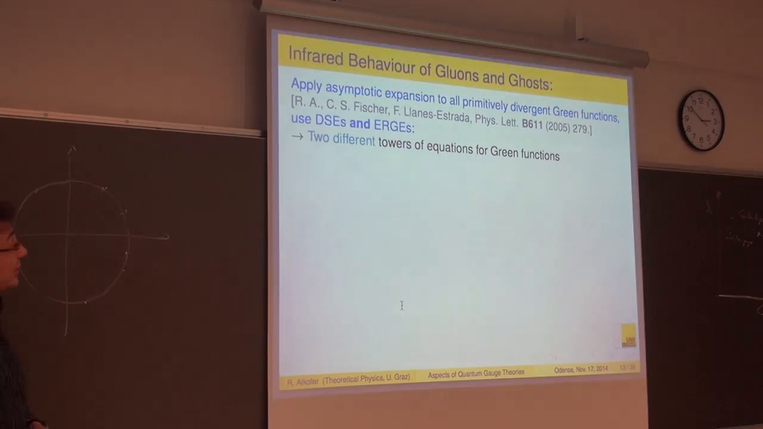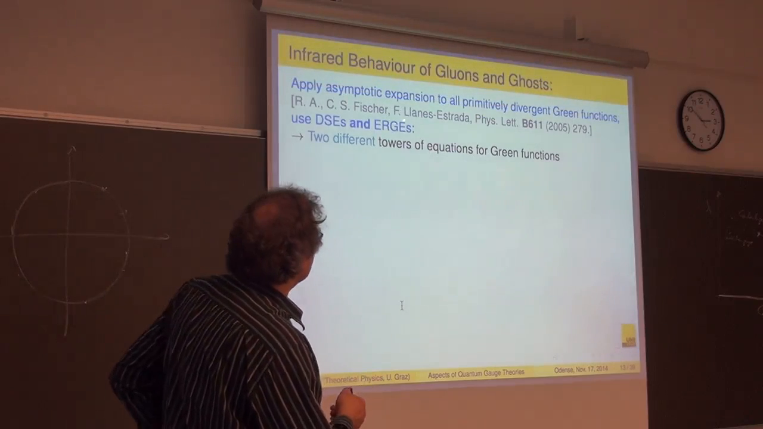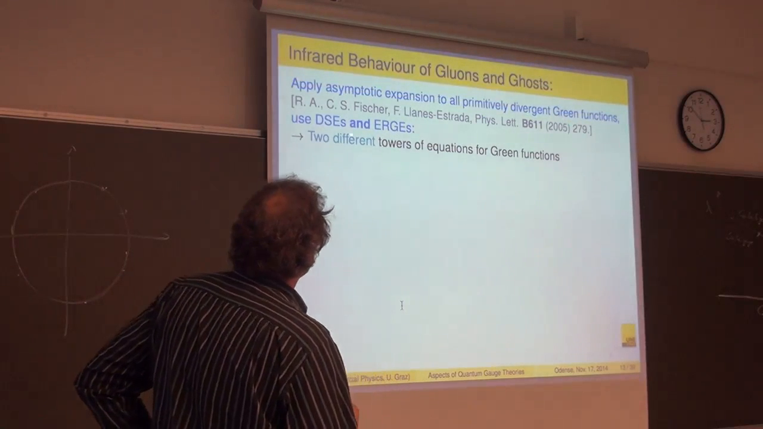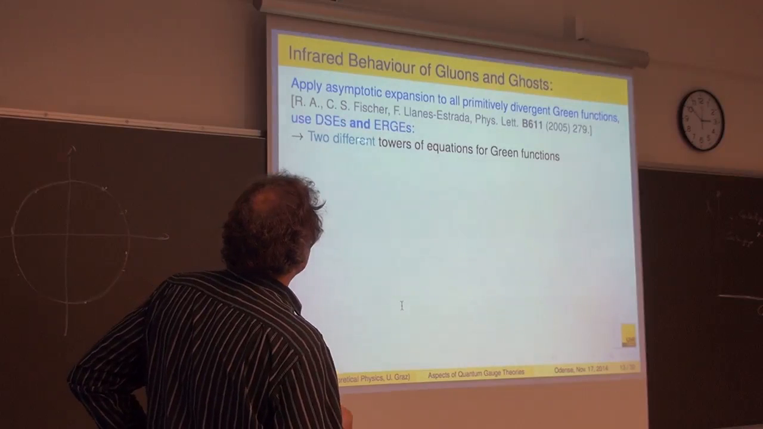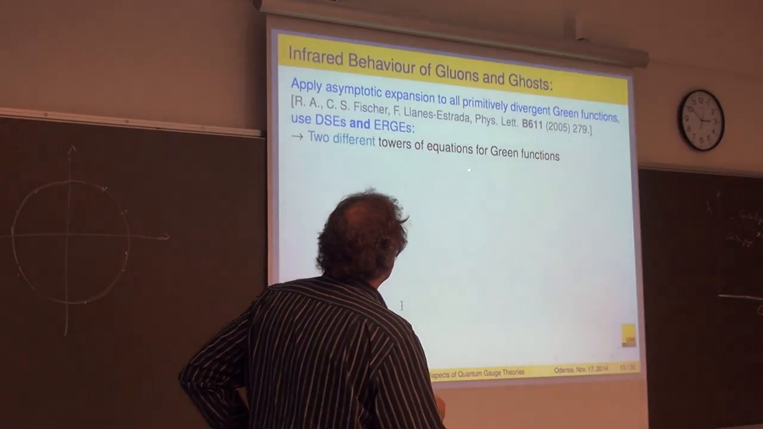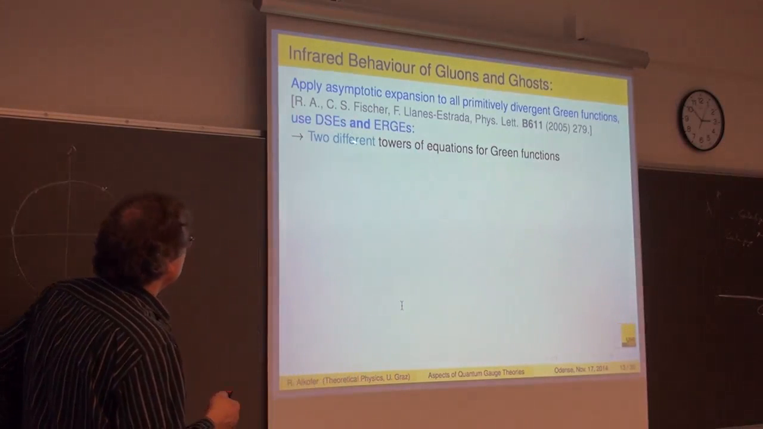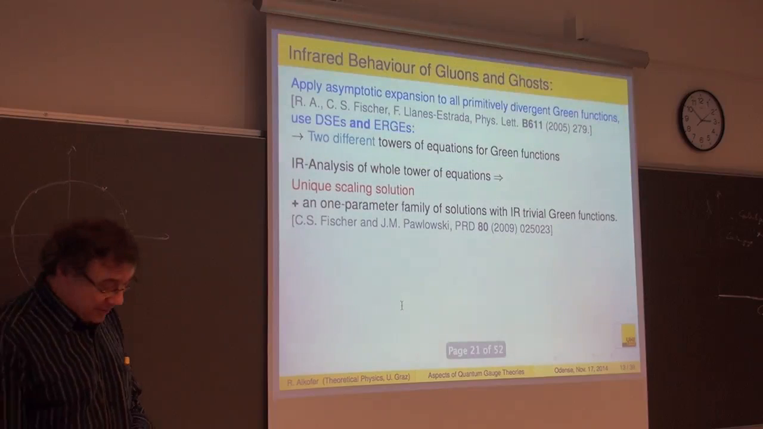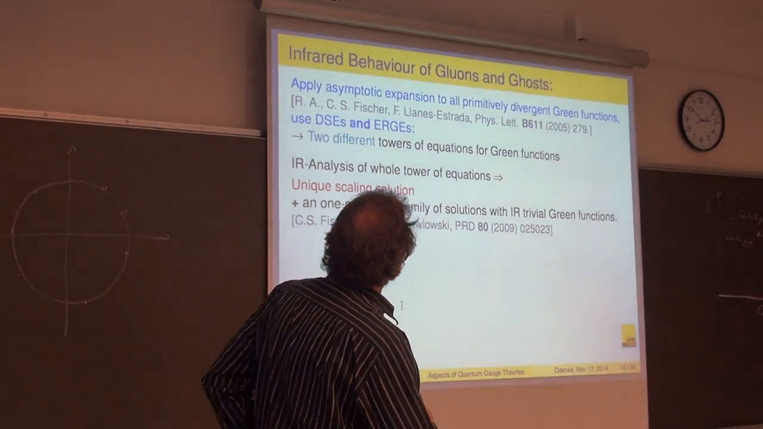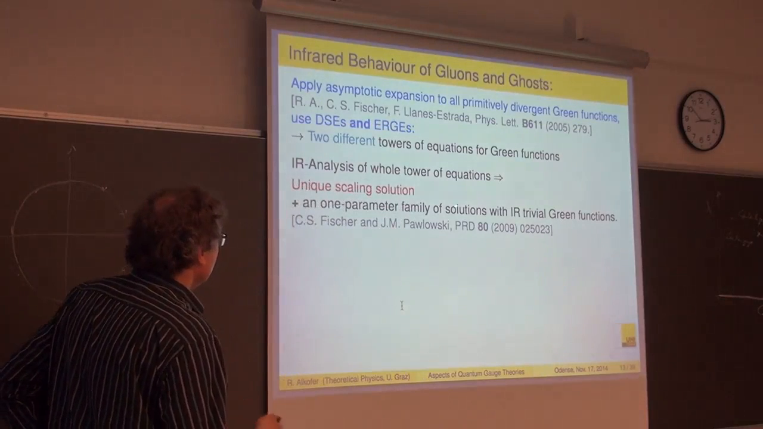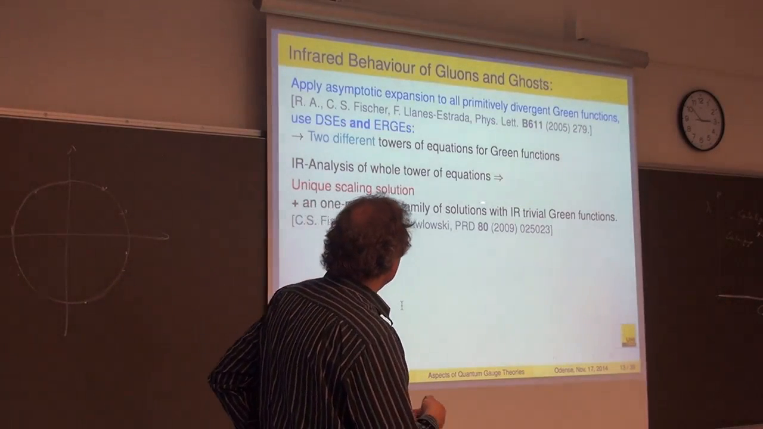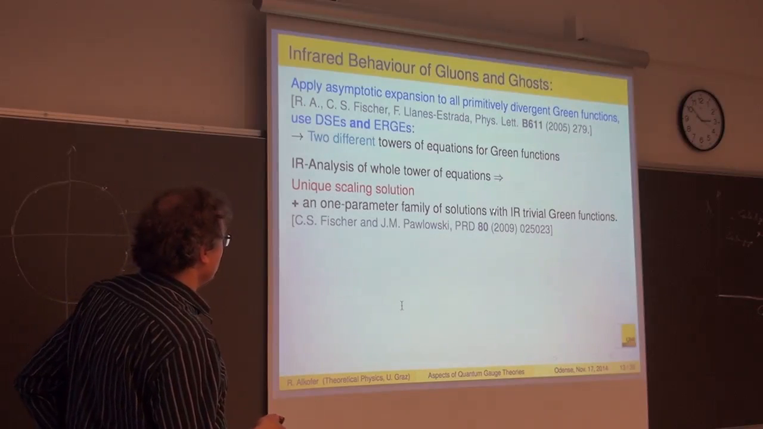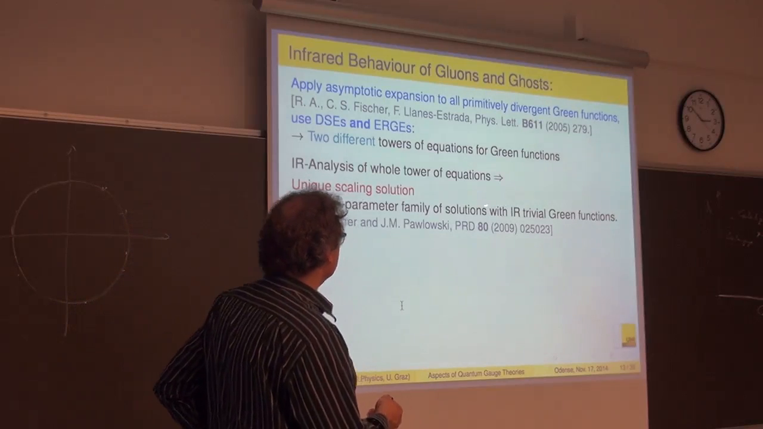Good. What you can do is you can then apply an asymptotic expansion to all primitively divergent Green's functions. You look at these two sets of equations, and the amazing thing is you have for the same Green's functions two different types of equations. Of course, they need to have the same solution. And this has been exploited by Christian Fischer and Jan Pawlowski to classify all possible solutions. And actually, there is a one parameter family of solutions where the Green's functions need to be infrared trivial.